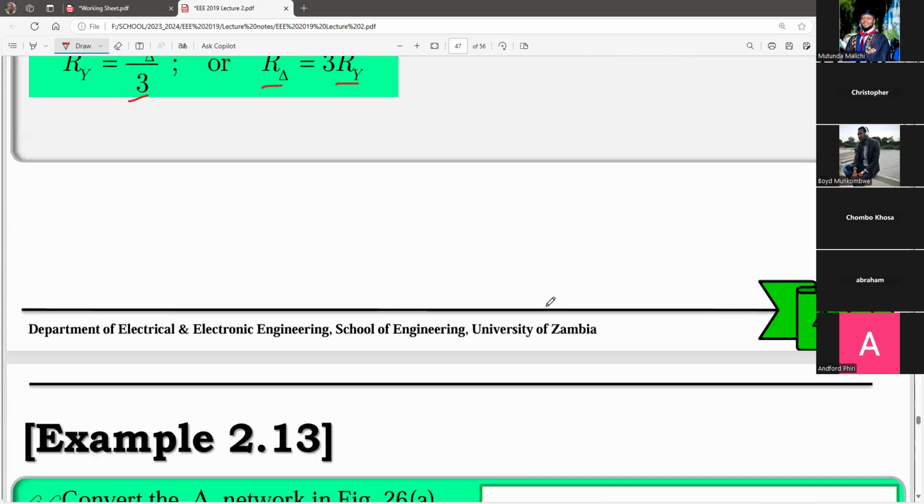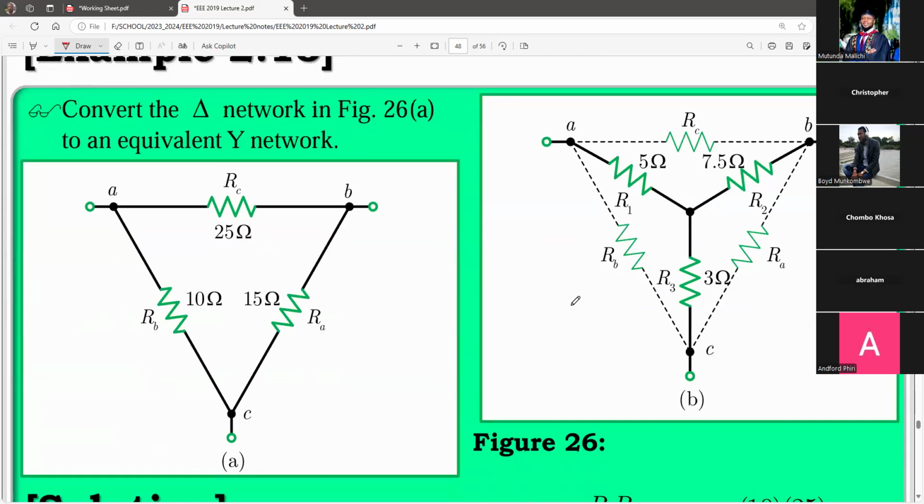Okay. So if we have that, then there's an example here. Quickly, convert this delta network. You remember it's connected at A, B, C. We have 25, 15, 10 connected in delta. They want us to obtain this Y.